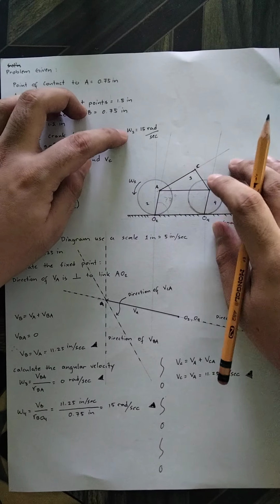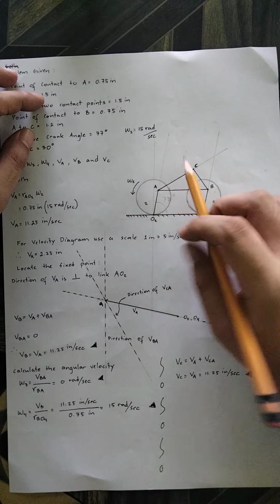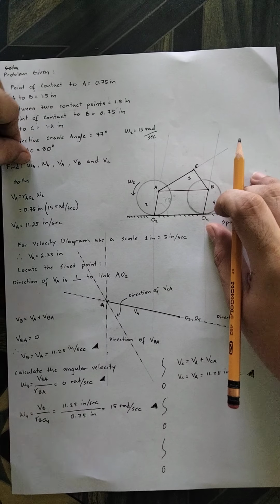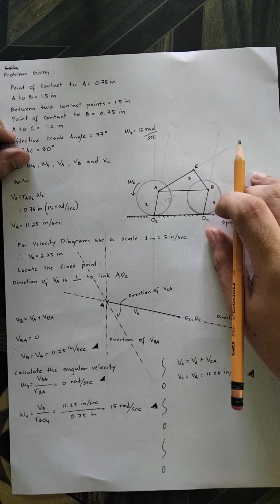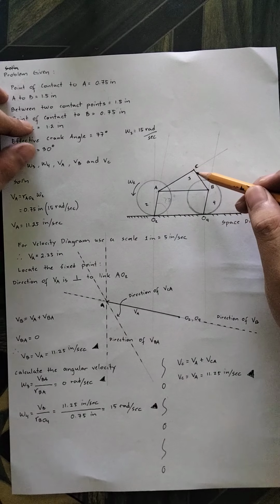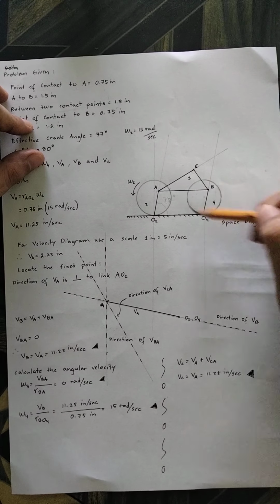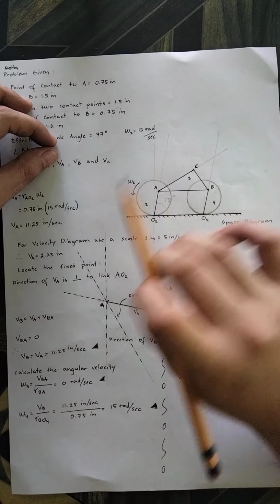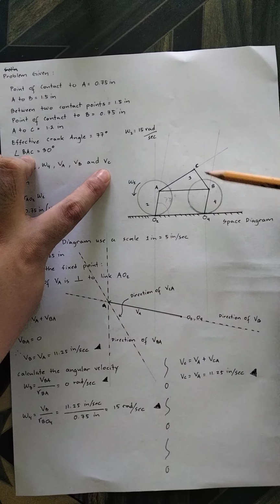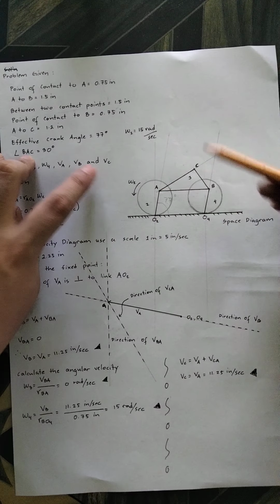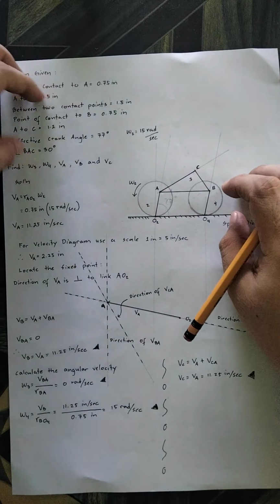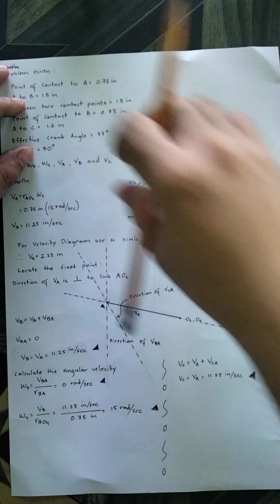Then the angular velocity of this wheel is 15 rad per second. Now we are asked to identify the angular velocity of this element here, and the angular velocity of 4, which is the second wheel. And also, we need to identify the velocity of A, velocity of B, and velocity of C. So these 3 points here. So the first step is to transfer it into a space diagram, using this figure and the given data.